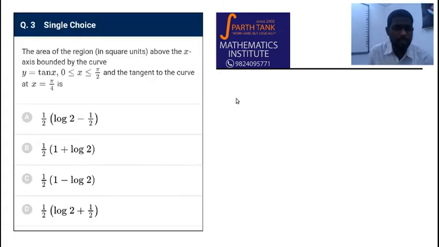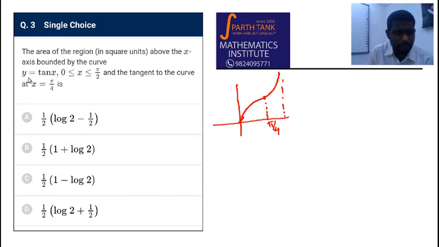The area of the region in square units above the x-axis bounded by the curve y is tan x. I remember how y is tan x? Tan x at 0 is 0, it grows to 45 and then increases very rapidly and goes to infinity somewhere. Let us say at 45 degrees is this point. Let's say this is pi by 4.